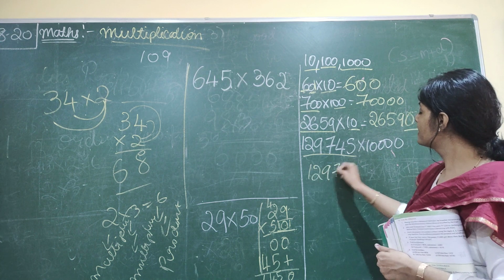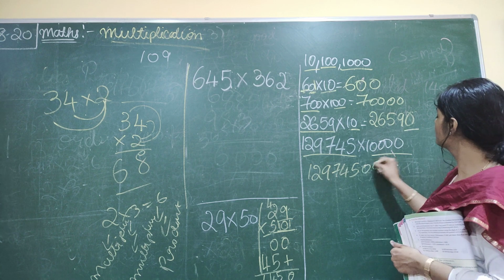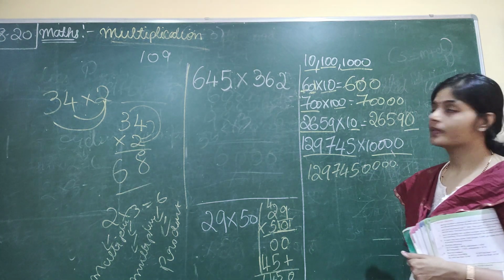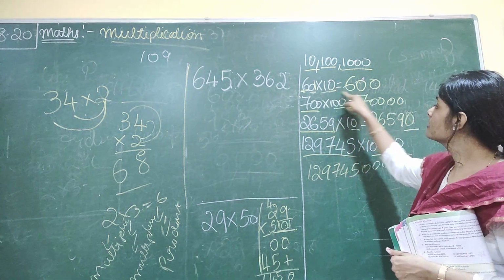1, 2, 9, 7, 4, 5. How many zeros are there? 1, 2, 3, 4. Got it? 60. Write 60. How many zeros? 0. So 600.